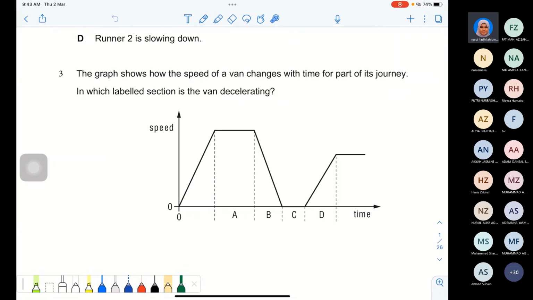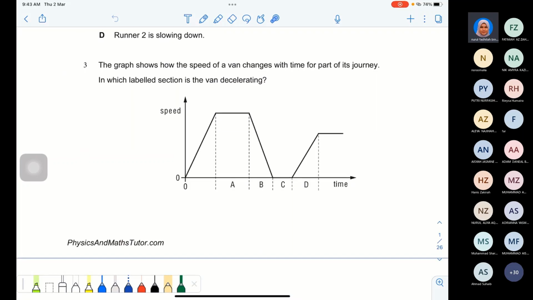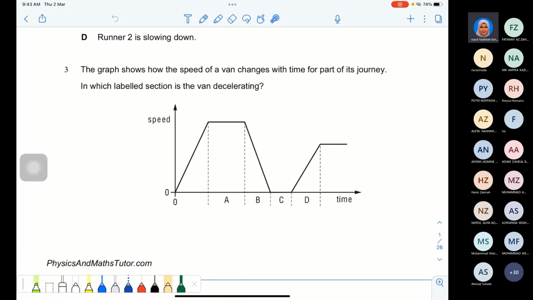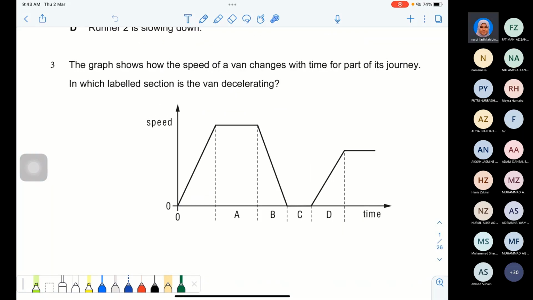Okay, so now look here, number 3. The graph shows how the speed of a van changes with time for part of its journey. In which labeled section is the van decelerating? So what's your answer, students? B, right? So right away you know. So in less than 20 seconds you can answer, because we know the concept. Okay, if I ask you to describe the motion at A, the object is moving with a constant speed. Okay. Where is the object accelerating? At the region without a label, or D. Okay.